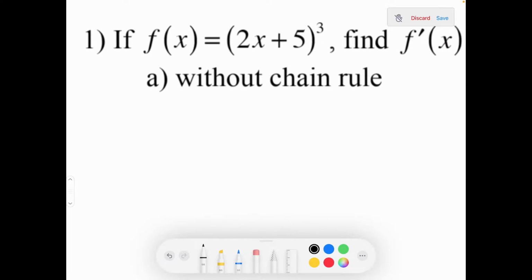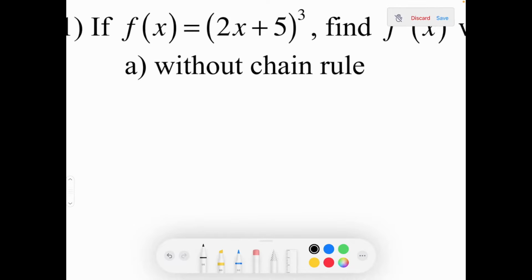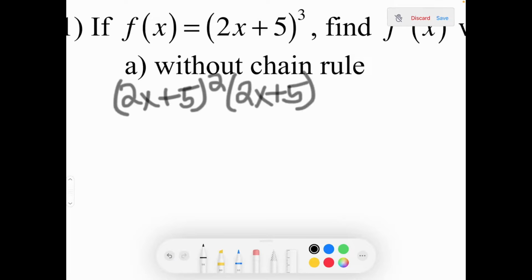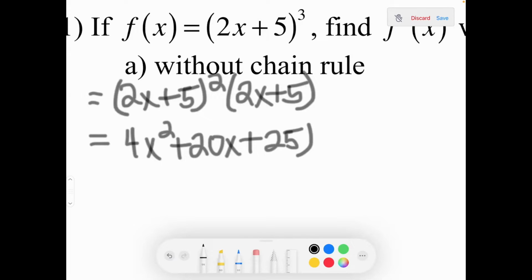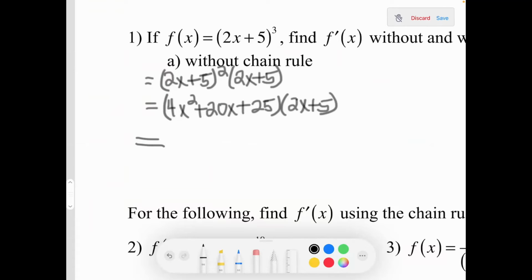All right, so without the chain rule, we would have to multiply this whole thing together. If we were to multiply this together, I would probably do (2x + 5) squared first, because I can do that without really working anything out. And that's going to be equal to 4x squared plus 20x plus 25. And then we're going to multiply that again by 2x plus 5. We can distribute the 2x to those 3 things. 2x times 4x squared would be 8x to the third.